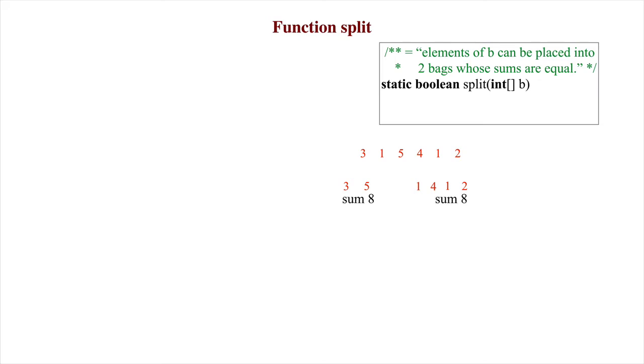But putting the values 4, 2, and 1 into two bags will always yield a bag with an even sum and a bag with an odd sum, because there is only one odd value.